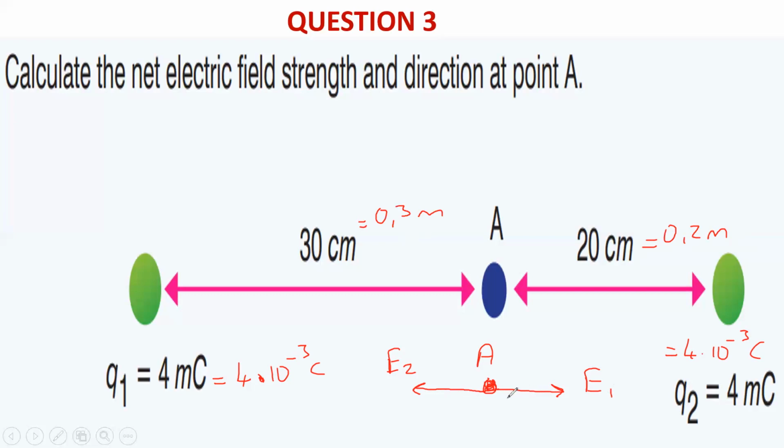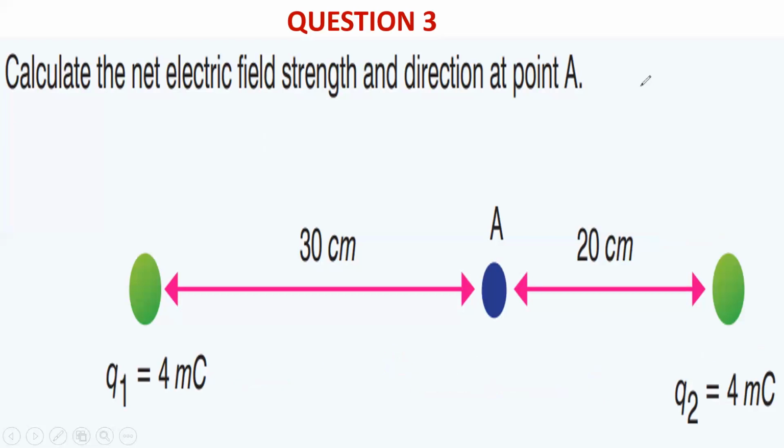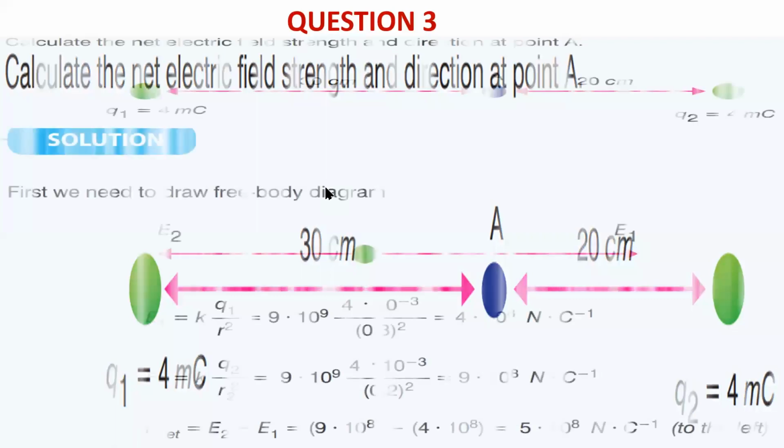And then when you get E1 and E2, how can we get E net, the net electric field? E net is equal to E1 minus E2 or E2 minus E1. Why are we saying that? Because which one is bigger, we don't know for now. Or you can choose positive this side, negative this side. But finally, we are going to subtract each other because they have opposite charges. Okay, let's continue with our solution now.